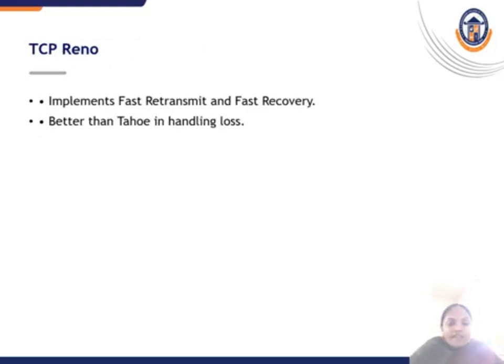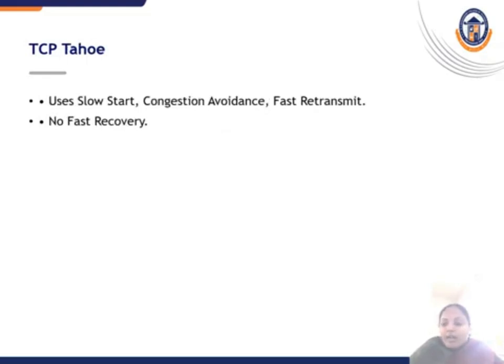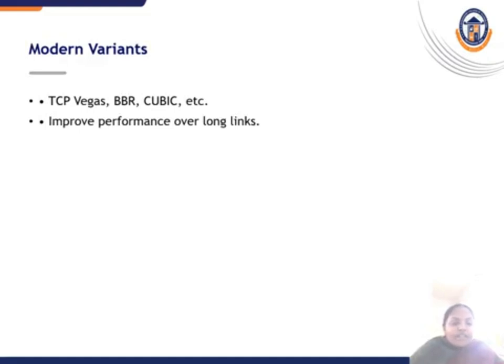TCP Reno versus TCP Tahoe. Two variants of TCP are TCP Tahoe, where on loss the congestion window is set to 1 MSS and slow start restarts, and TCP Reno, which implements fast retransmit and fast recovery, so it is more efficient in handling single packet losses. Newer TCP versions, for example CUBIC and BBR, improve the performance further in modern high bandwidth networks. Then modern variants, CTCP, Vegas, BBR, Cubic, etc. improve the performance.